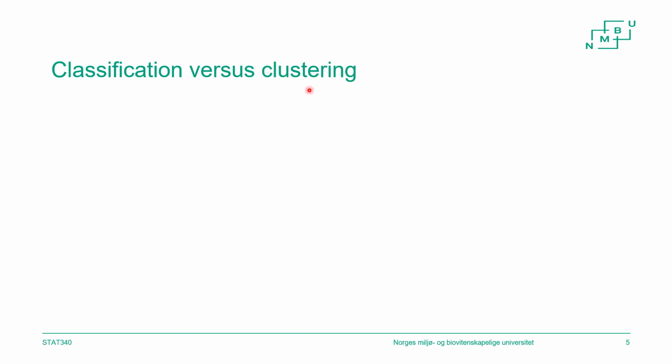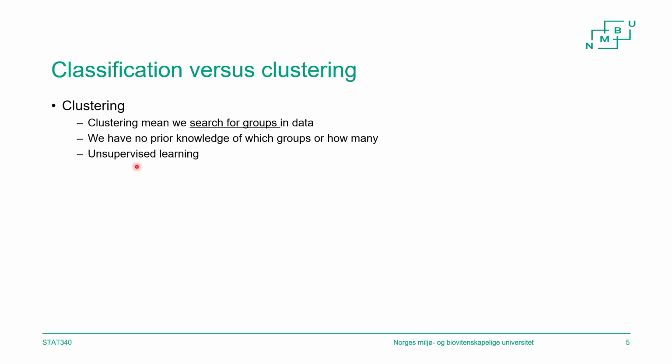Classification versus clustering. What is the difference? Because we talked about clustering already very early in this course. Well, there is a big distinction actually. Clustering means we search for groups in the data. So we sort of search for categories, you could say, grouping of the data.